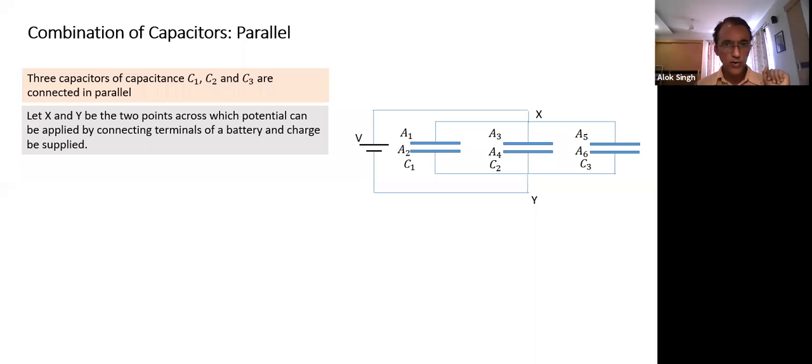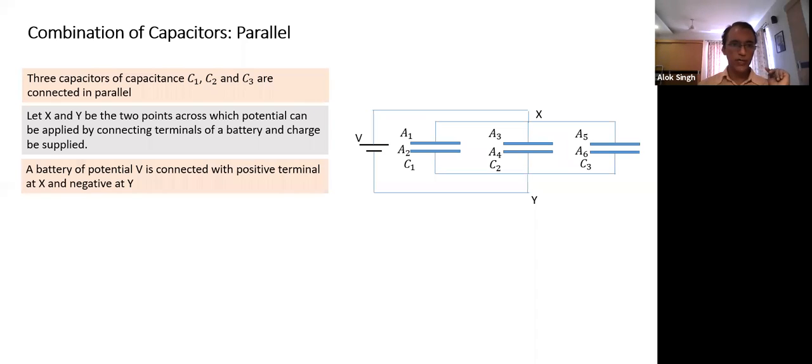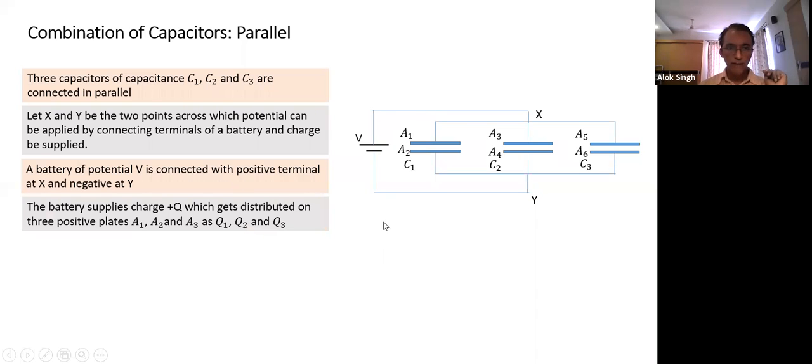So there are two connected points X and Y, and a battery is connected, with its positive terminal at X and negative terminal at Y. The battery supplies a charge Q. It doesn't matter for the battery, Q charge goes from here. But when the charge Q reaches the junction X, some part of Q will go to A1, some to A3, and some to A5. In the previous case, the charge was the same and the potential was getting distributed. What we notice here is that the charge is getting distributed across three plates, and the potential remains the same.